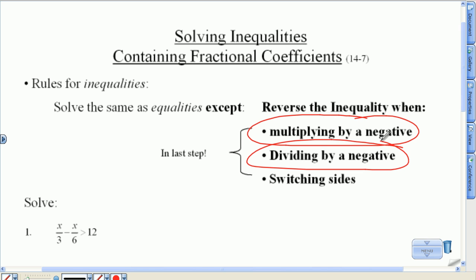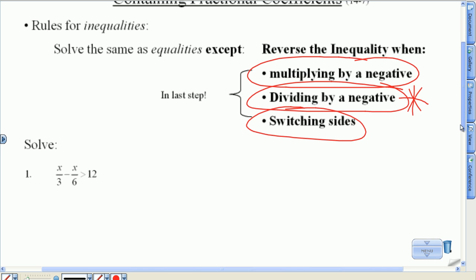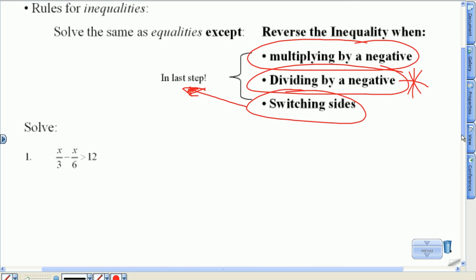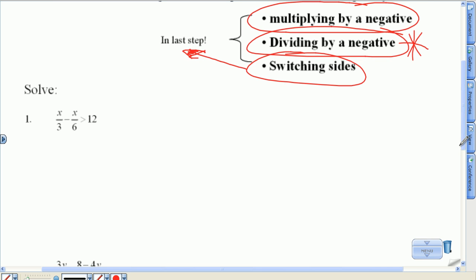Dividing by a negative, this is the one that happens most often. If you divide both sides by a negative, you have to flip over the inequality. And if you decide that you have the variable on the wrong side, you want to get it over to the correct side, you have to flip over the entire problem. So if you choose to switch the sides using the symmetry property of algebra, you will have to flip the inequality as well. This is done in the last step. And sometimes you can do it earlier, but obviously it has to be done by the time you're done with the problem.